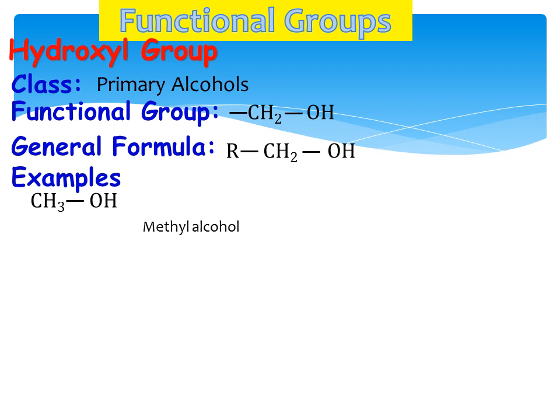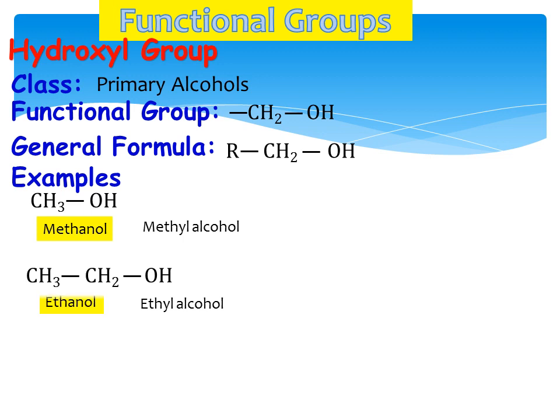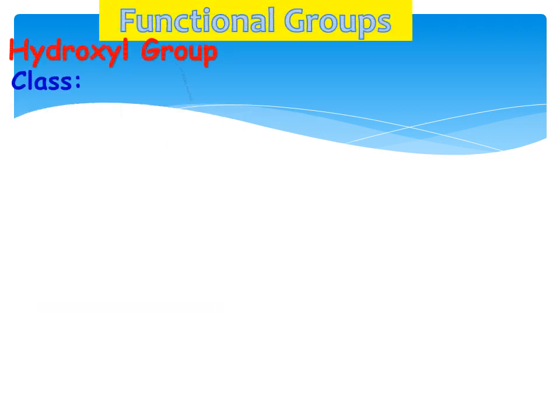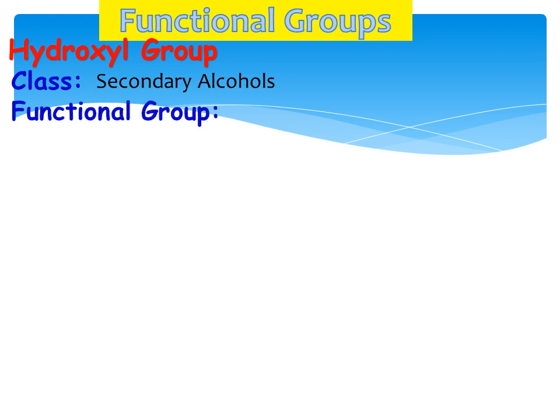This is the common name. And when you go for its IUPAC name, you simply remove the E of methane and replace it with OL. That OL represents that it belongs to the alcoholic group. So methanol. Second is ethyl alcohol, ethanol. Now we have another classification of alcohols as secondary alcohols.